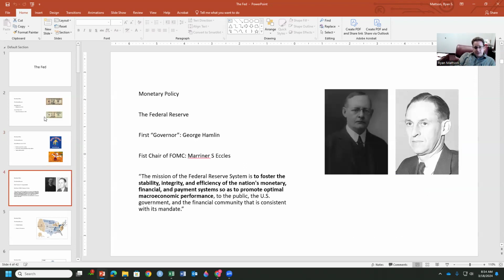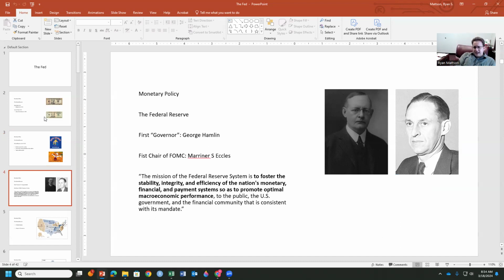So some of the first people in power at the Federal Reserve, the first governor was George Hamlin. You can see how excited they were by the prospect of these jobs in their photos. And the first chair of the Federal Open Market Committee, which we'll talk about more, was Mariner Clay.